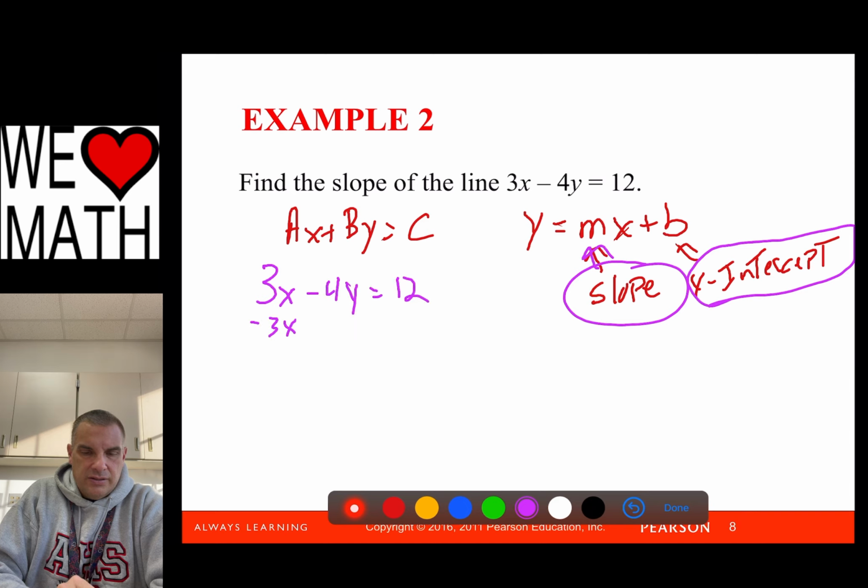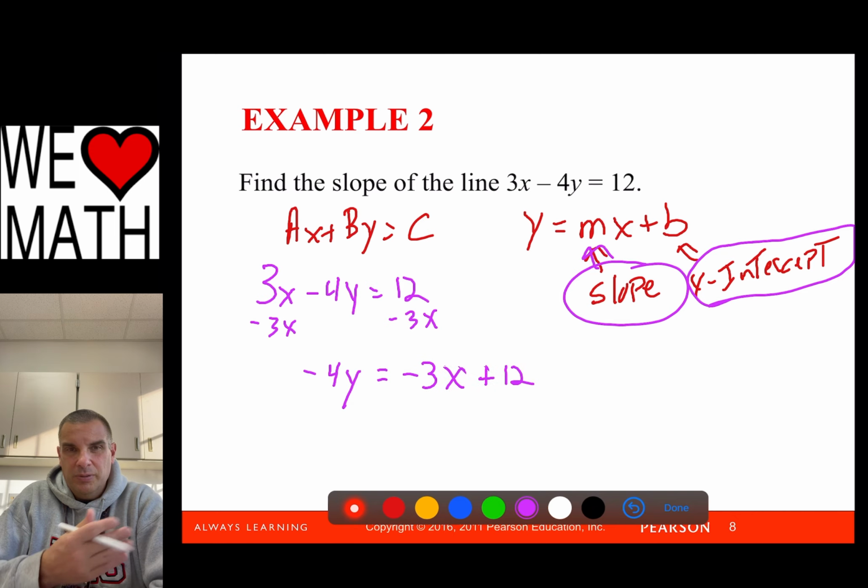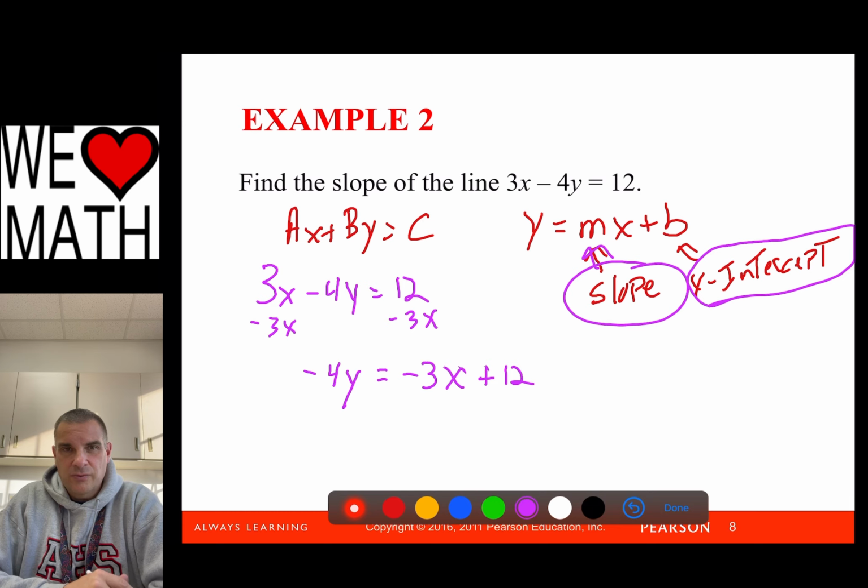So I'm going to subtract 3x from both sides. Now, when I rewrite this, that's a y. It's a nice y, by the way. Let's make it a y. So we've got negative 4y. I'm always going to put this negative 3x plus 12. I'm going to put the x first because I want it in this form mx.